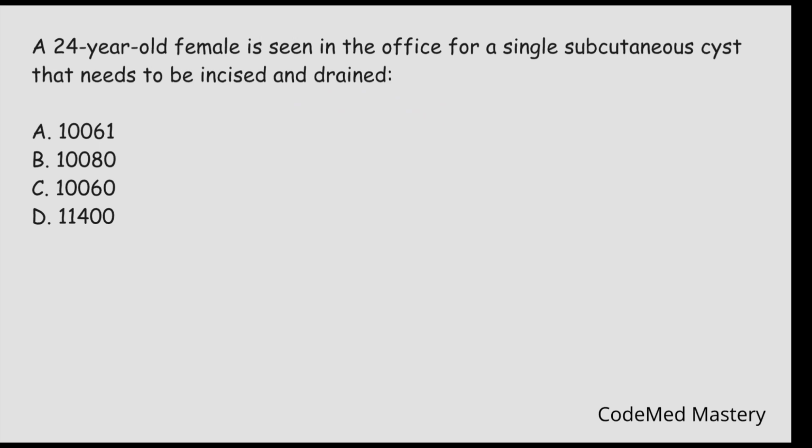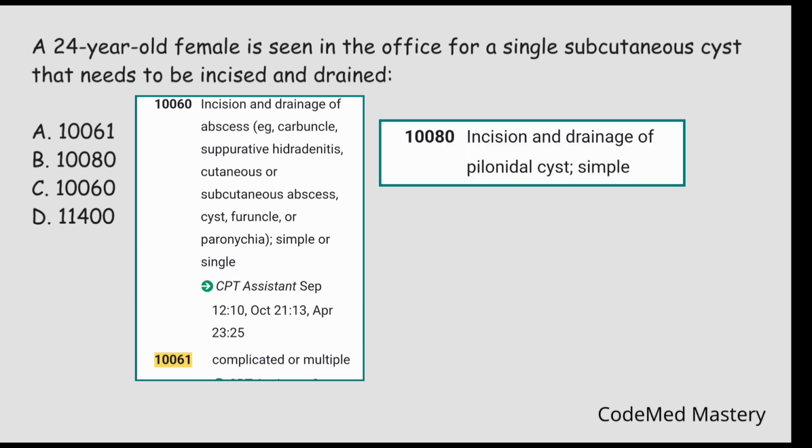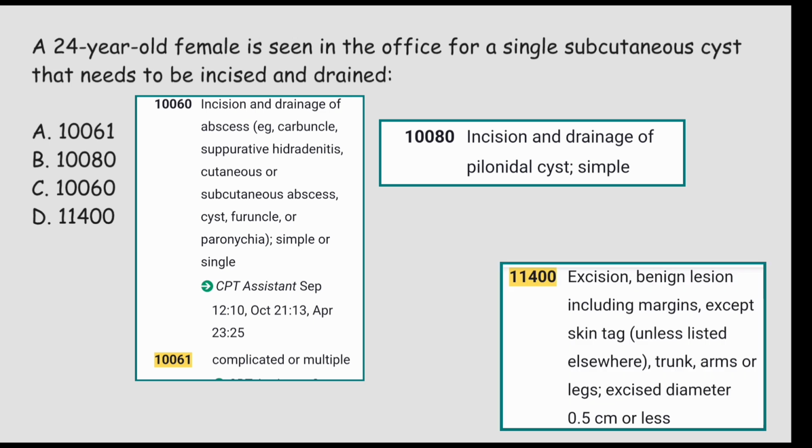Check option A, 10061. 10061 is for incision and drainage of abscess, complicated or multiple. Option B, 10080, is for incision and drainage of pilonidal cyst, simple. And the code 10060 is for incision and drainage of abscess, simple or single. And in option D, the code 11400 is for excision benign lesion including margin except skin tag, trunk, arms or legs, excised diameter 0.5 cm or less. So which among these four codes is the right answer?